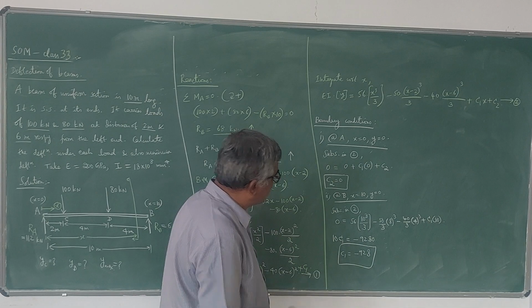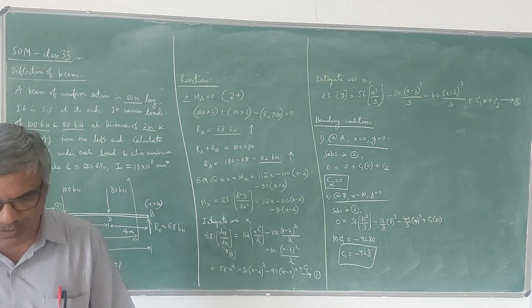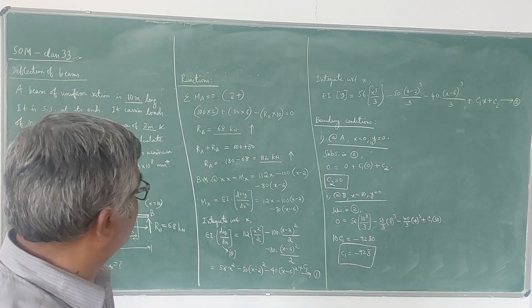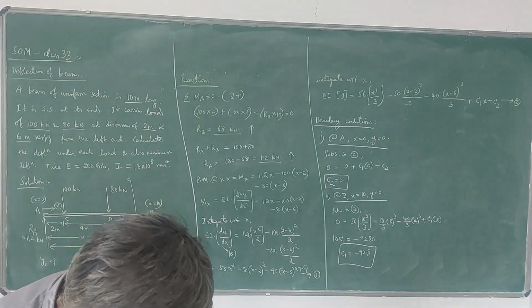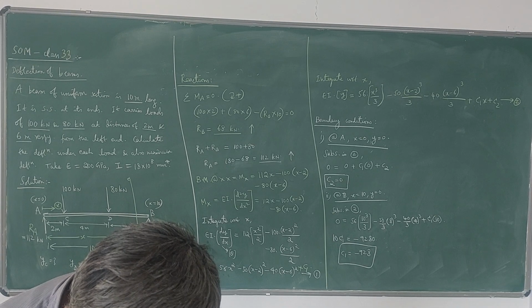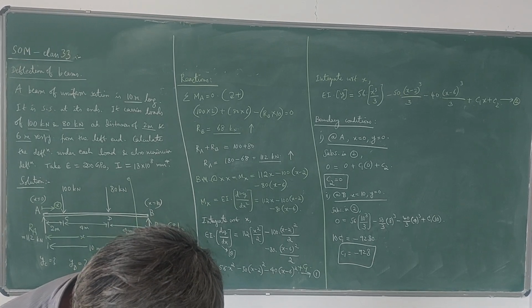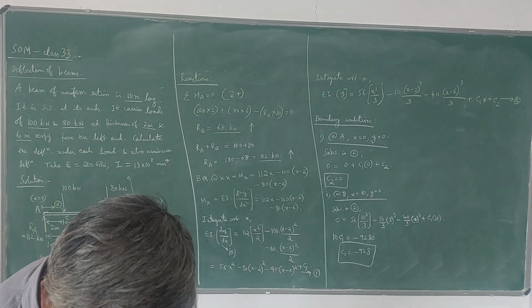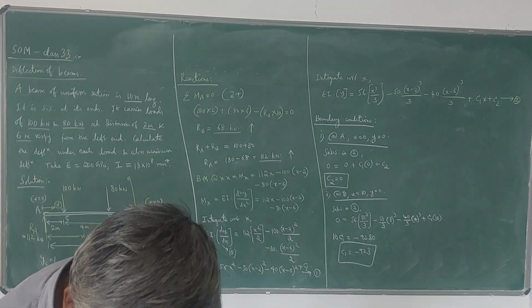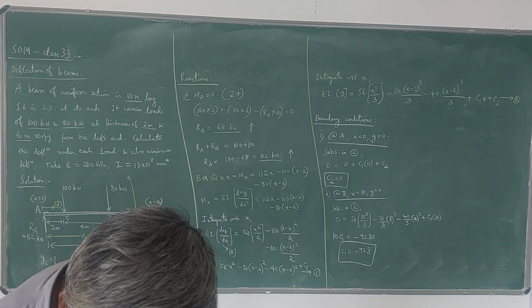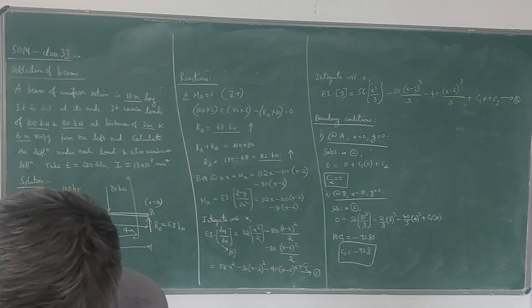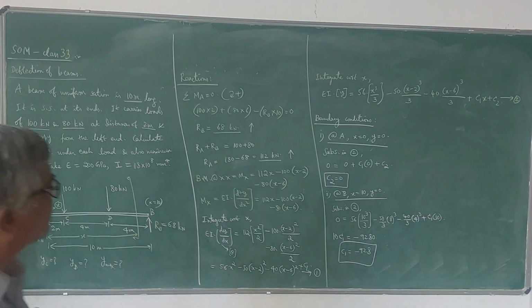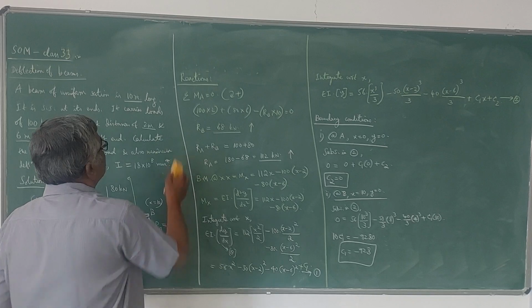Negative only. So once you get these two values of C1 and C2, now substitute these values in the slope and deflection equations to get the general slope and deflection equations. Then later on, after substituting for x values, you can get the corresponding slopes and deflections at the required points. Yeah, now let me substitute that now. So substituting for C1 and C2 in 1 and 2.